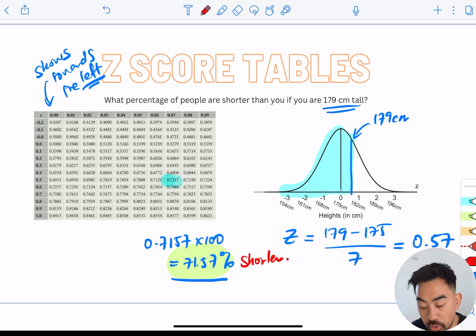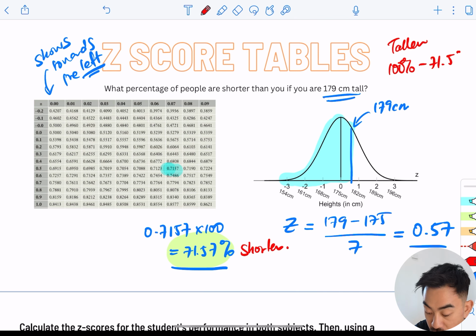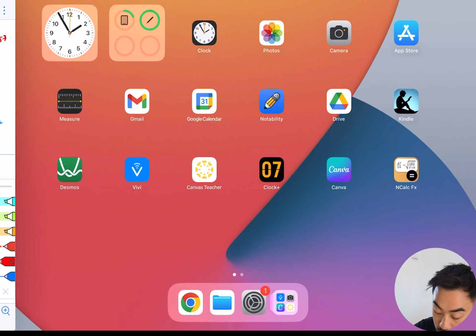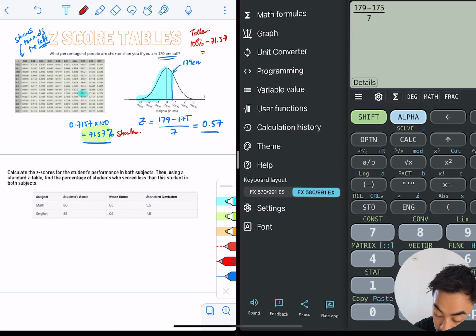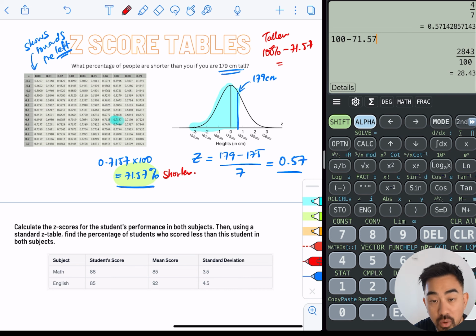Okay. Now we can also ask the opposite question. What's the percentage of people taller than you? All we need to do is remember everything under the curve is 100%. So the percentage of people taller than you is going to be 100% minus 71.57. So what's that? 100 minus 71.57. So that's going to be 28.43% of people that are taller than you.